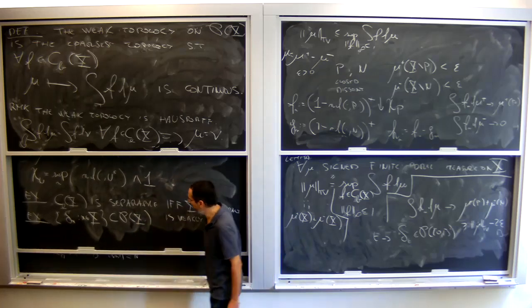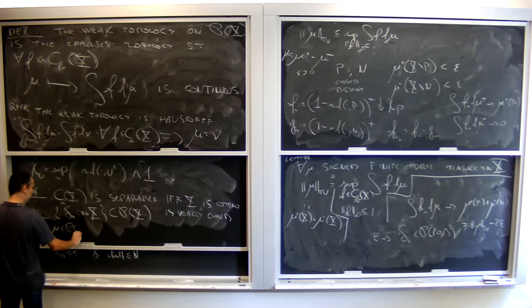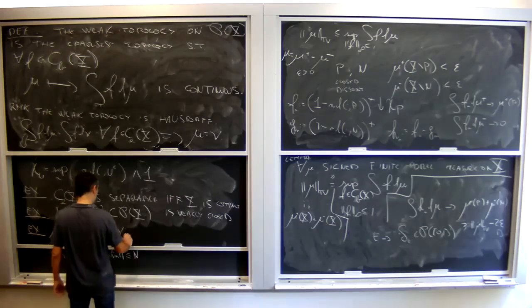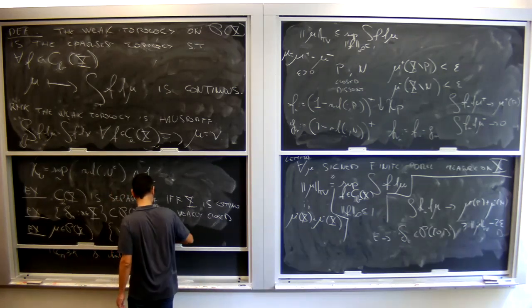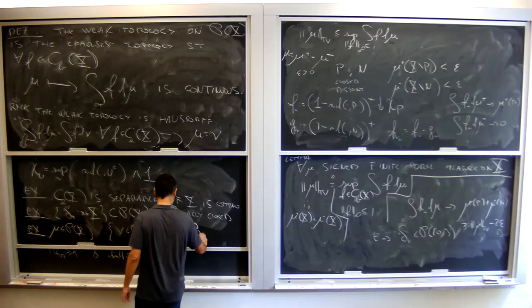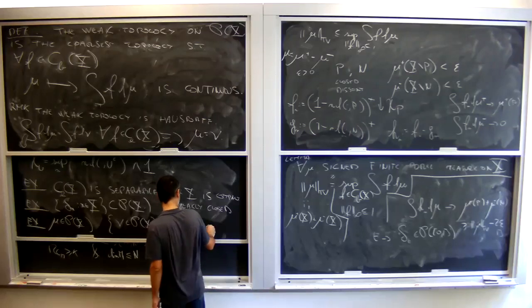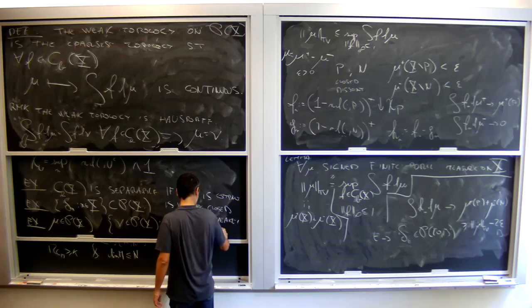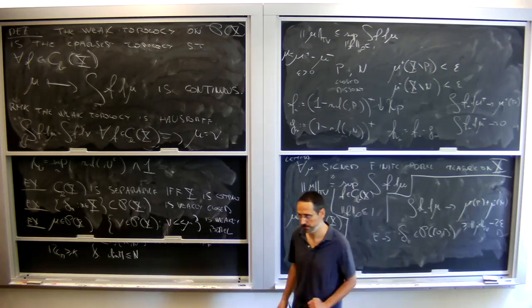And if you're up to a little bit of a challenge, here's an exercise. This is tricky. And it tells you the following. Fix a Borel probability measure mu and consider the collection of probability measures again that are absolutely continuous with respect to mu. This again is a subset of probability measures. And the exercise asks you to prove that this is weakly Borel. That is to say, it belongs to the Borel sigma algebra generated by weakly open sets.